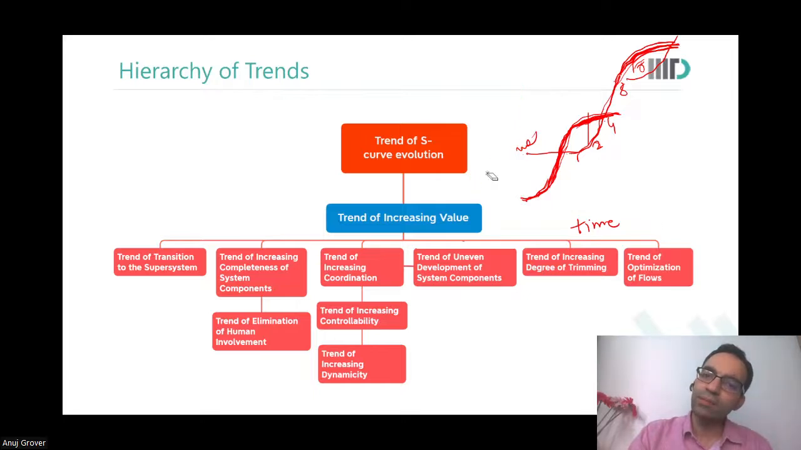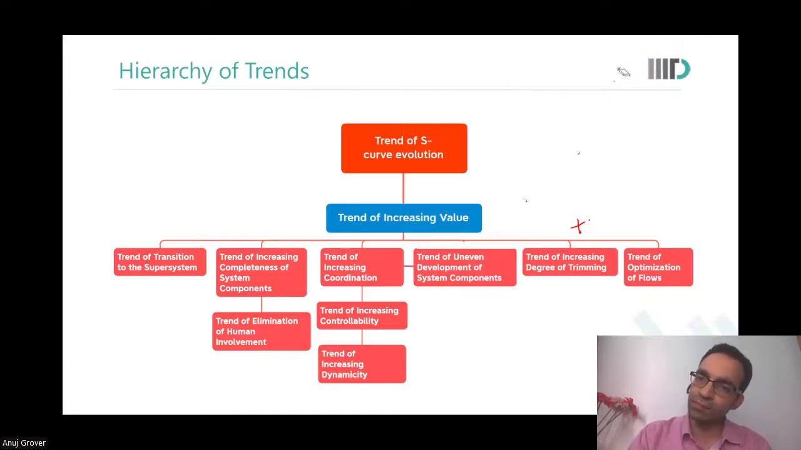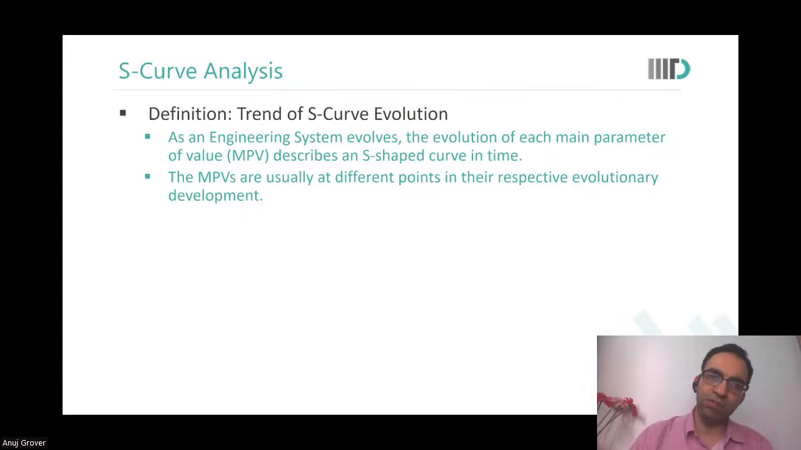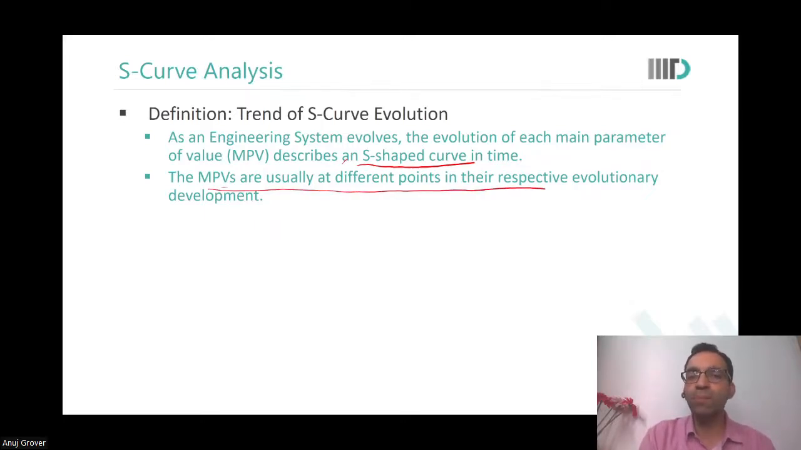Are you able to see this? Why is this S-curve trend so important for each one of us? Any questions? So when it comes to S-curve evolution, the formal definition is: as an engineering system evolves, the evolution of each parameter of value describes an S-shaped curve over time. And different MPVs are usually at different points in their respective evolutionary development.